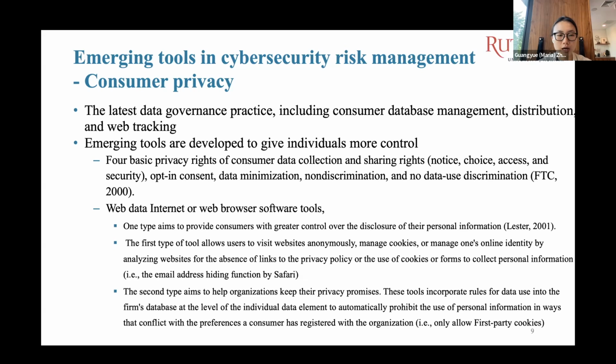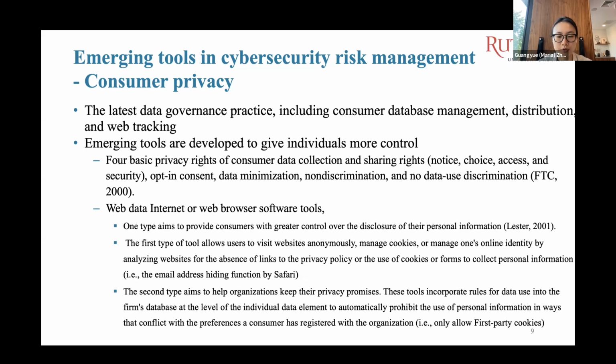The first I want to talk about is the web data, internet or web browser tools. There are basically two types of tools that organizations can adopt to help improve their consumer privacy practices. One is that the browsers can provide consumers with greater control with anonymizing their information. One example of such a tool is the email address hiding function by Safari.